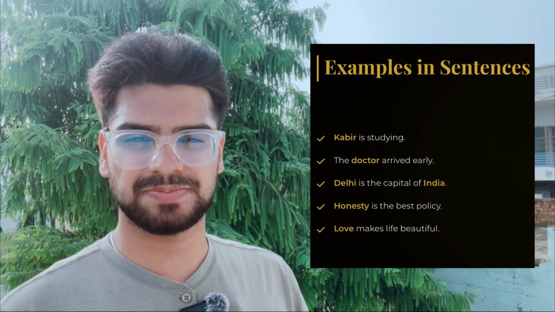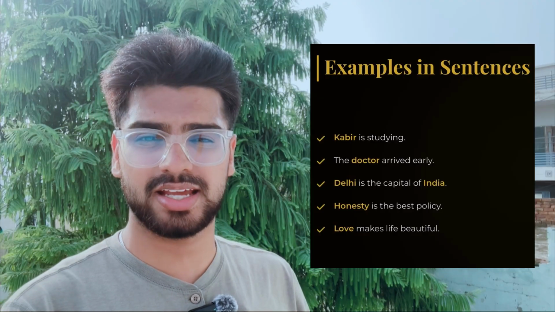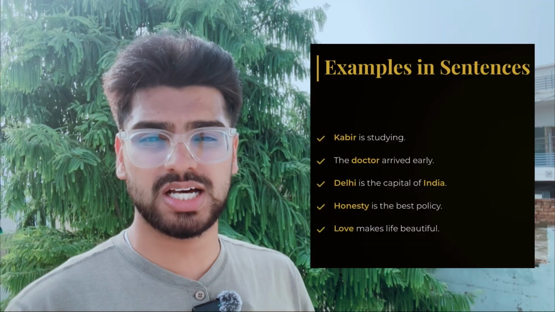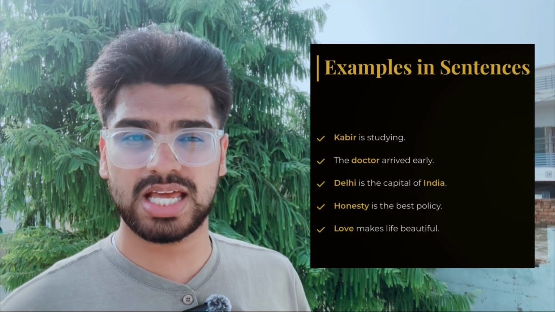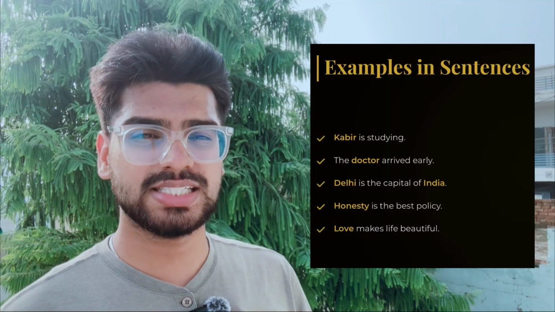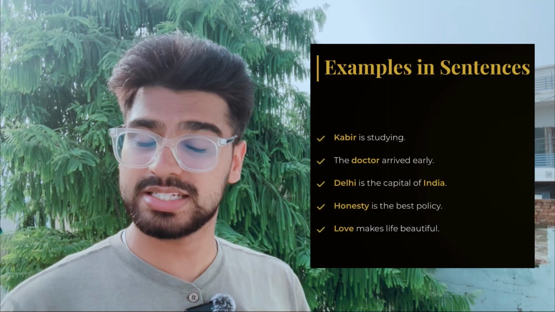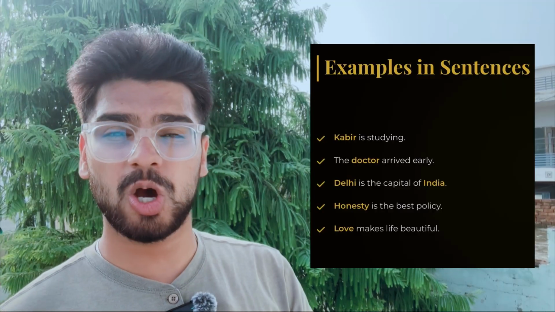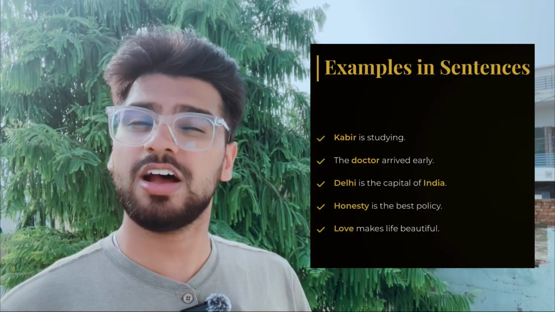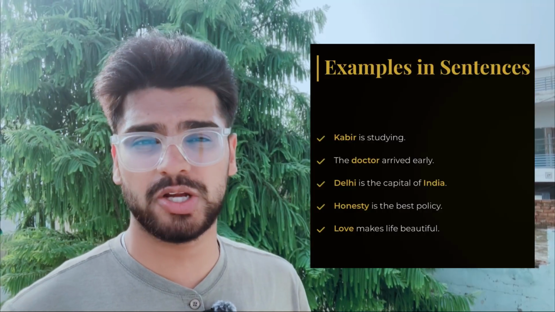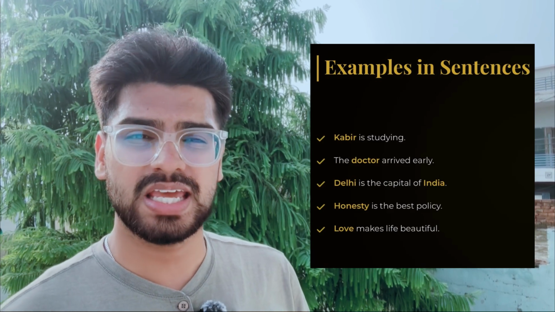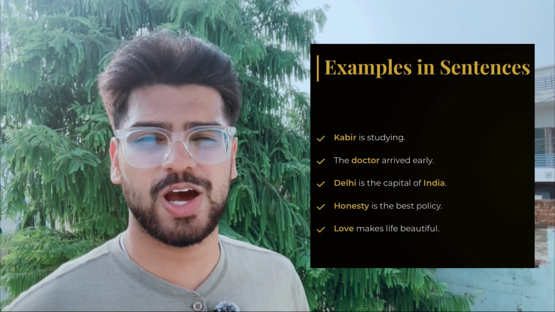Examples in sentences. Kabir is studying. Here, Kabir is a noun. The doctor arrived early. Here, doctor is a noun. Delhi is the capital of India. Here, Delhi is a noun. India is a noun as well. The dog is sleeping. Here, dog is a noun. Love makes life beautiful. Very true. Love is a noun. Honesty is the best policy. Here, honesty is a noun.